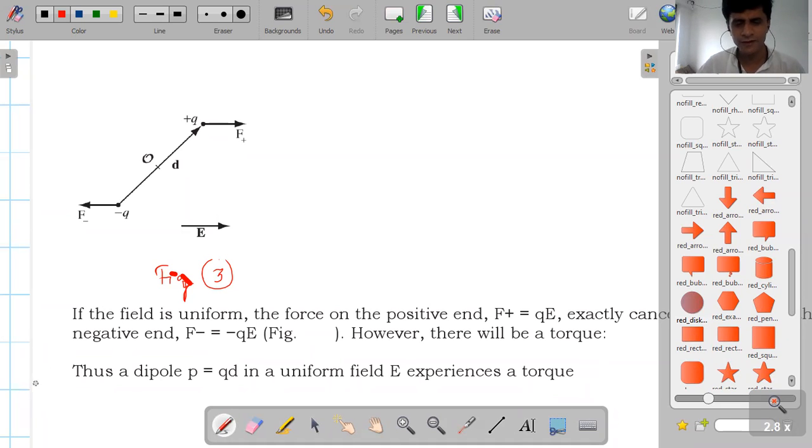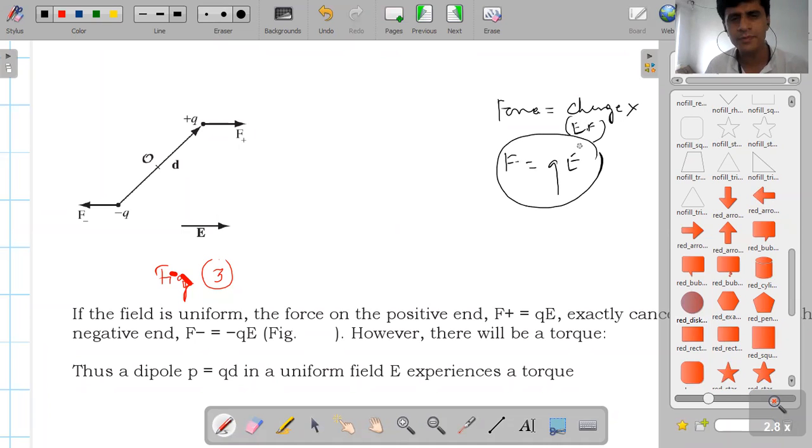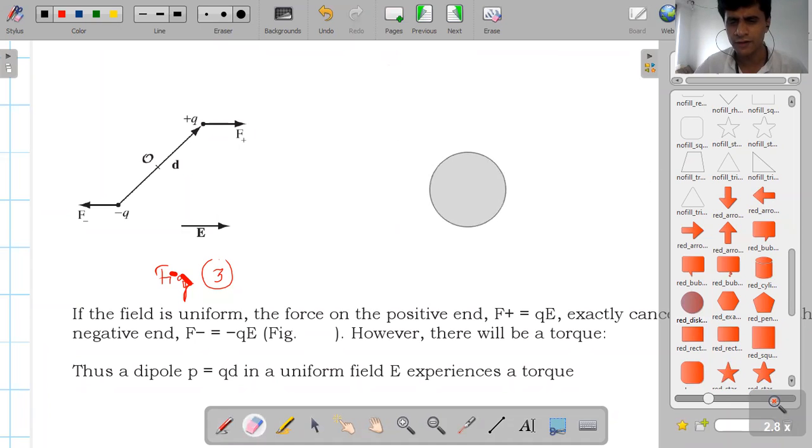Now, suppose the field is uniform. We know the formula for electric force under the influence of an electric field: force is equal to charge into electric field intensity. Is it correct? Yes, sir. Or we can write F equal to Q into E. This is the basic equation. Now, for this case, dear student, I will show how to draw this diagram.